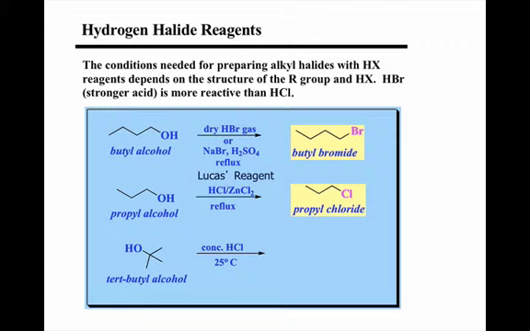That's exactly right. Now here we're taking tert-butyl alcohol. We're mixing it with concentrated hydrochloric acid at 25 degrees Celsius, which is basically room temperature, right? What do you think the product's going to be? What do you think, Delaney? That's right. We're going to end up with tert-butyl chloride. What do you think the mechanism is going to be here? SN1 or SN2?